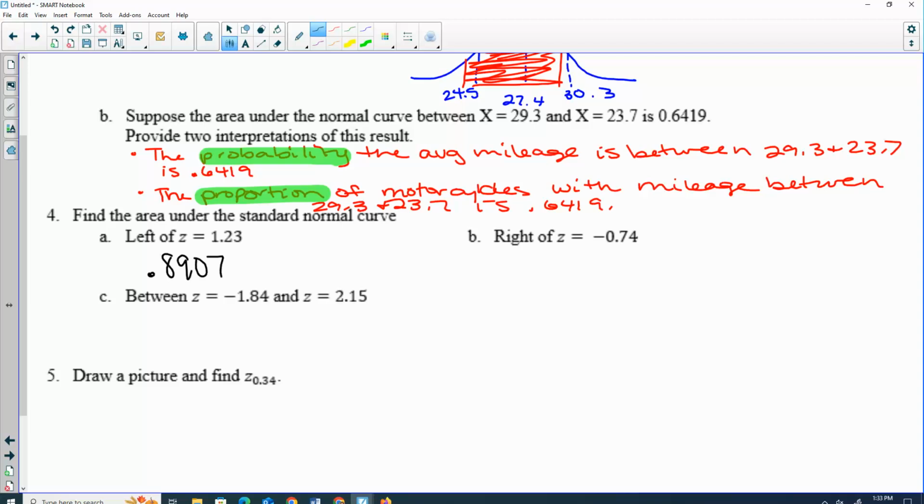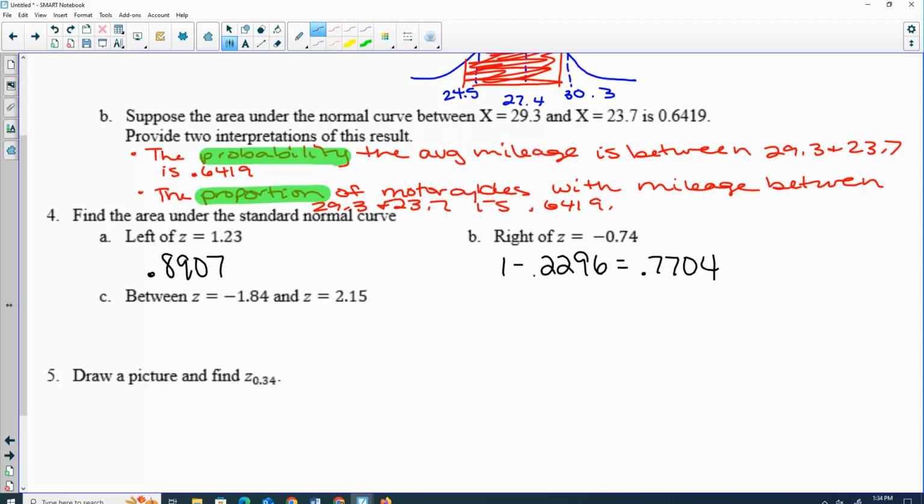So we definitely spent a lot of time reading this table, so we're definitely going to have some of those. How do we find area to the right? Okay, so then I look up negative 0.74, 0.2296. And then we subtract those. Get 0.7704.